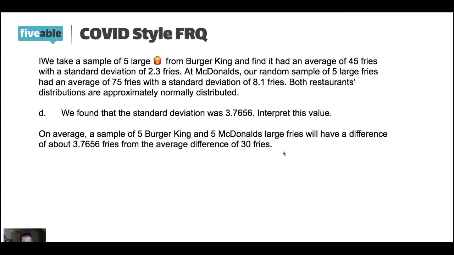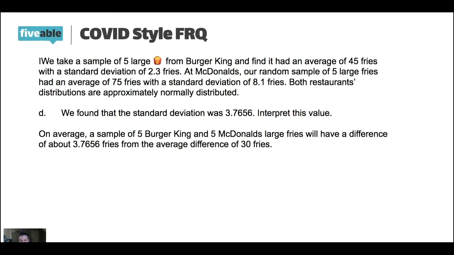Okay, so the average difference is 30, but on average, there's going to be a difference by about that much. So our standard deviation is how far you are from the middle. And we identified our middle as the difference being 30. So on average, a random sample of 5 from each is going to be different by about 3.7656.